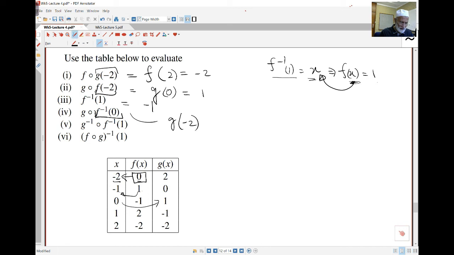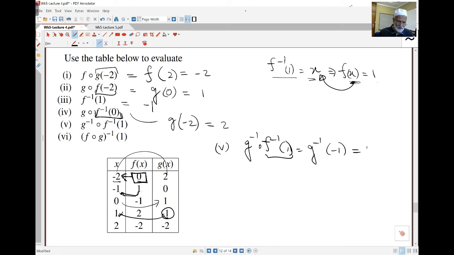Again, I want f inverse at 0. So I look at the value of f as being 0. Inverse goes backwards. I get -2 out of this. And g at -2 here is 2. Next, g inverse of f inverse at 1. So f inverse at 1. There is 1. f inverse is -1. Now I get -1 for g, and I look at the inverse, I get 1 out of it.